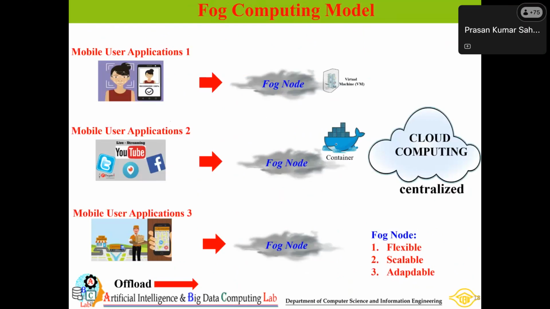We can see here the complete picture of the IoT devices, the fog servers, as well as the core platform, the cloud computing platform. In this example, as you can see, different mobile users with different applications can transmit data to the fog nodes, and then to the cloud platform. The fog nodes are normally flexible, scalable, and also adaptable.